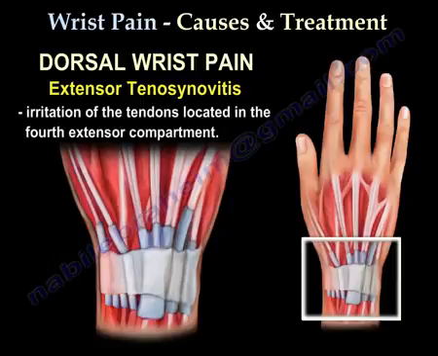Extensor tenosynovitis. It is irritation of the extensor tendons located at the dorsum of the hand and wrist.